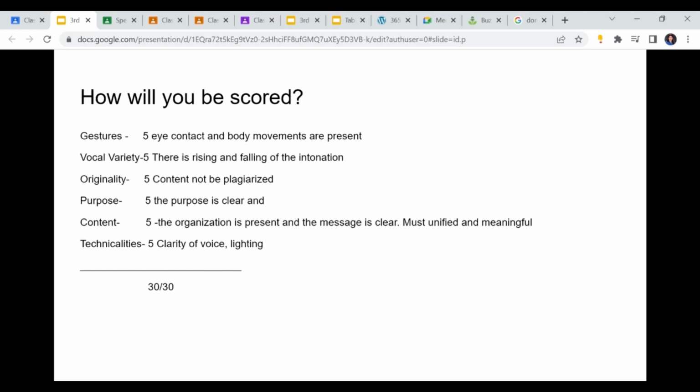And technicalities: clarity of voice, lighting, the background, and including the background music. Sometimes there are students who submit wherein the background music is louder than their voice. So please be careful in checking those concerns with regard to the sound and the lighting and the background. So that's 30 over 30, 30 points.